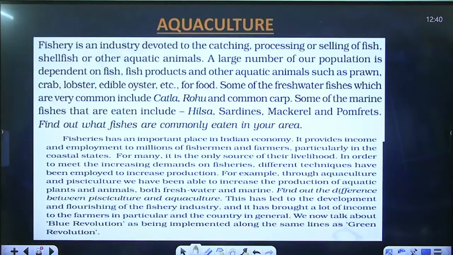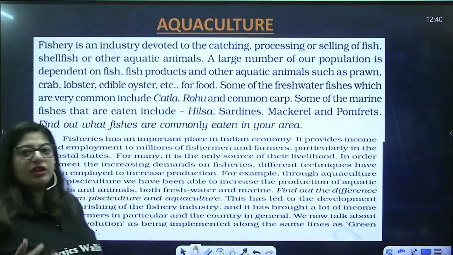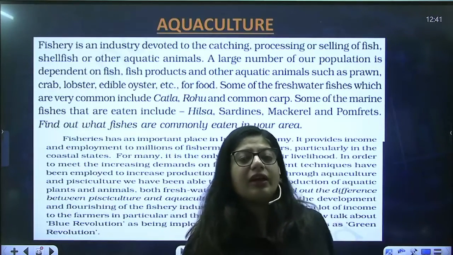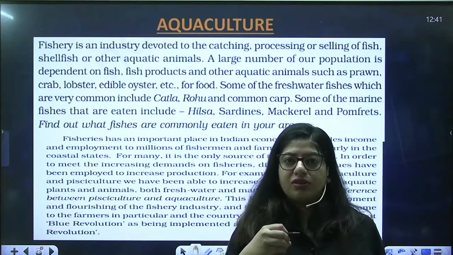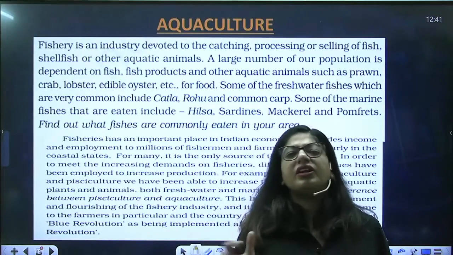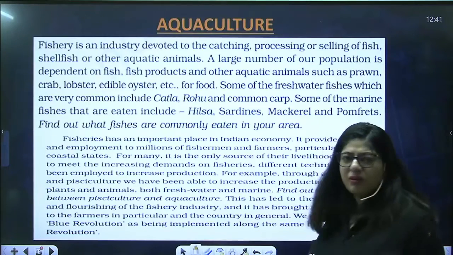Let's read NCERT. Fishery is an industry devoted to the catching, processing or selling of fish, shellfish or other aquatic animals. So what comes in fishery? Capture and culture both of all the aquatic organisms. Okay, it can be anything. It can be oysters, or octopus, or any organism, right? Anything that people feed on.